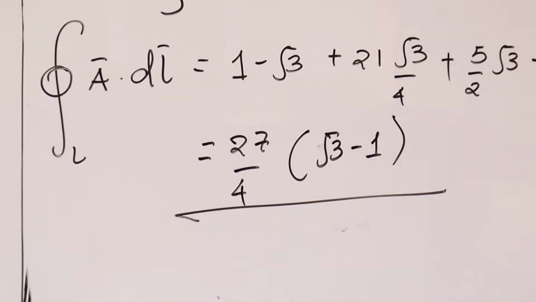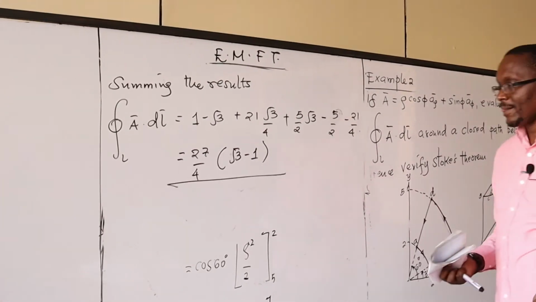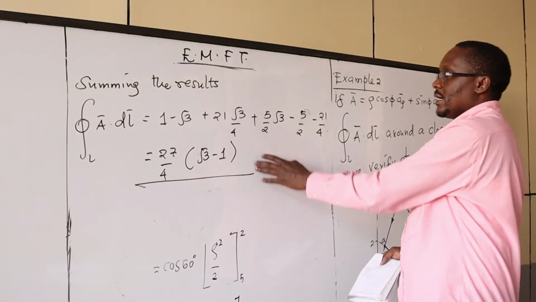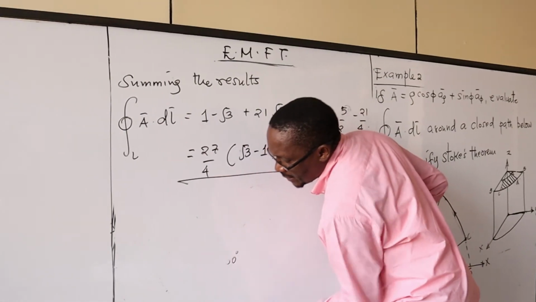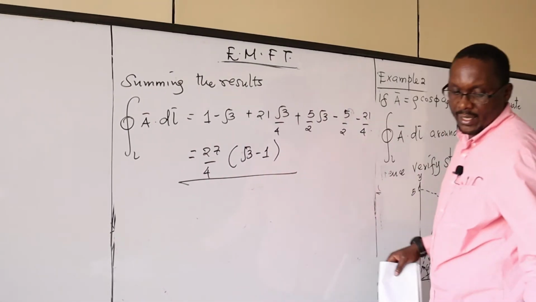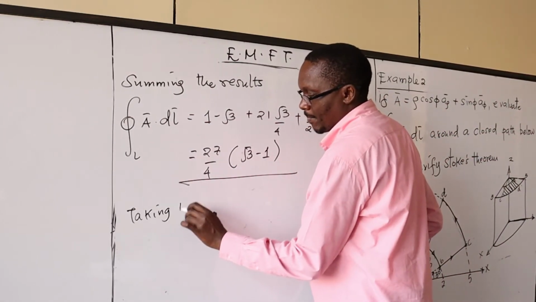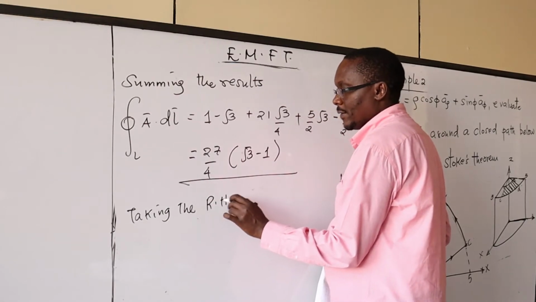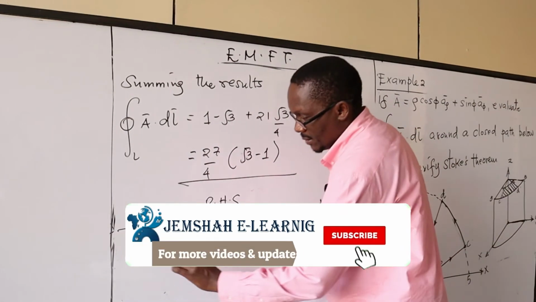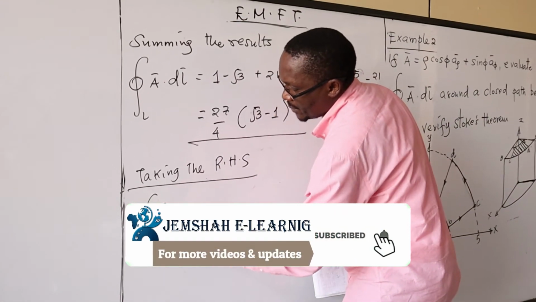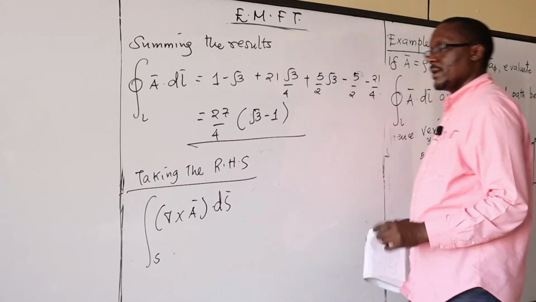That was only the right-hand side of Stokes' theorem. So now we want to look at the left-hand side. This was the left-hand side of Stokes' theorem. Now we want to take the right-hand side. So our right-hand side was the surface integral of del cross A bar dot dS bar.